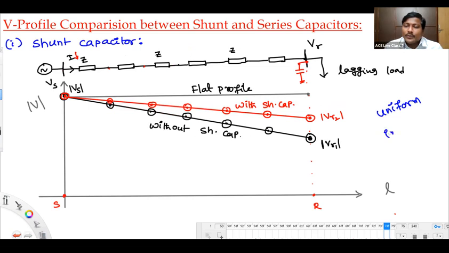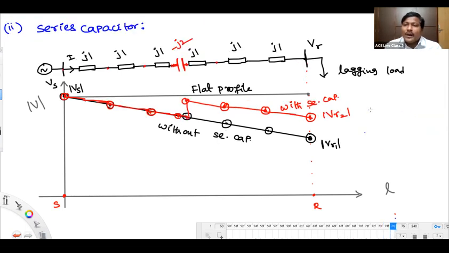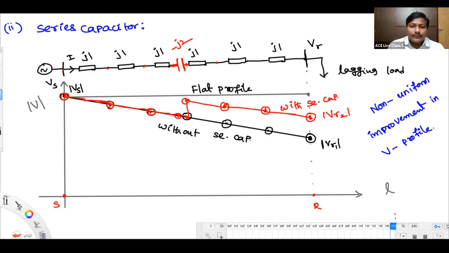Uniform improvement in voltage profile. Whereas here we have a non-uniform improvement in the voltage profile. Non-uniform improvement in the voltage profile. Okay. Next. So this is one comparison we are making between the shunt and the series capacitors.